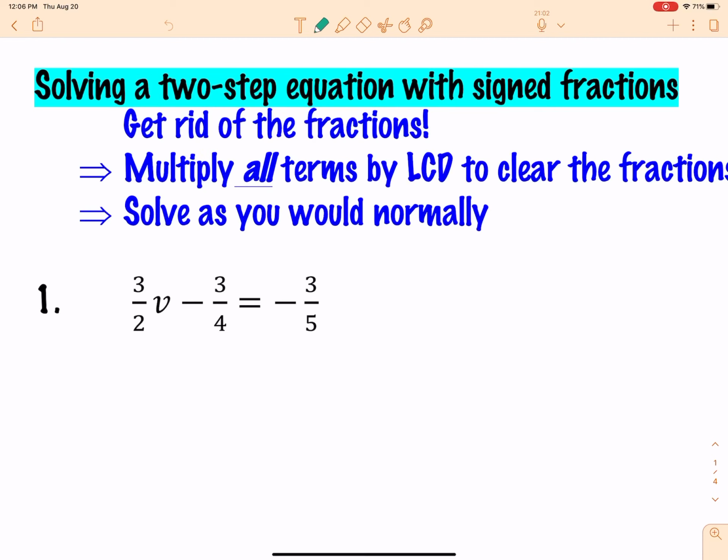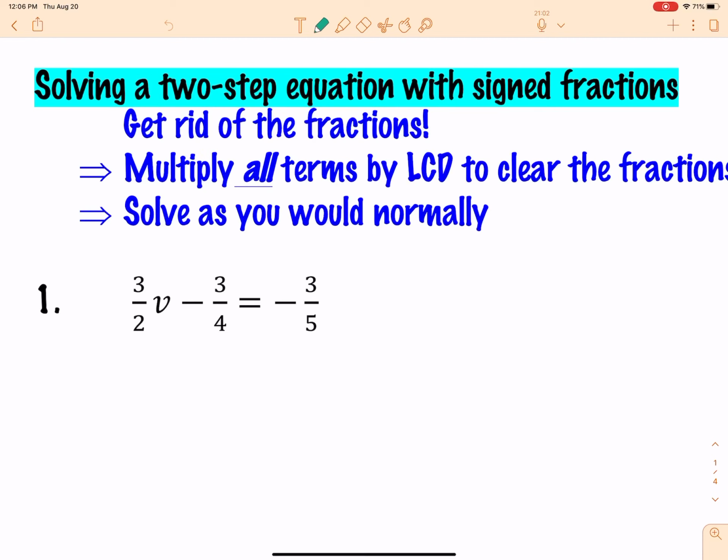For example, the first one has 3 terms. Multiply each of those terms by the LCD, or the lowest common denominator, to clear it. So look at the denominators that we have here. We have 2, 4, and 5 as our denominators. The lowest common denominator of 2, 4, and 5 would be 20.